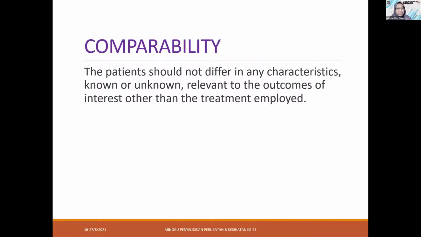As for comparability, the patients should not differ in any characteristic, known or unknown, relevant to the outcomes of interest, other than the treatment employed. That's why at the beginning of the data presentation, we analyze the case and control, the treatment group and the control, to show that they are comparable and have similar characteristics. So the p-value that we analyze in this comparability is supposed to be not significant. And if it's significant, we need to discuss what our next finding is, whether it's really significant or not.